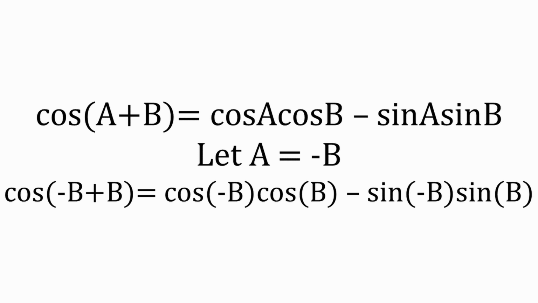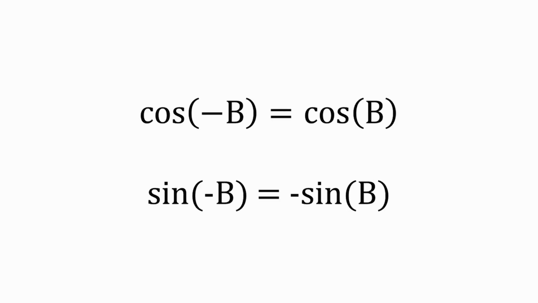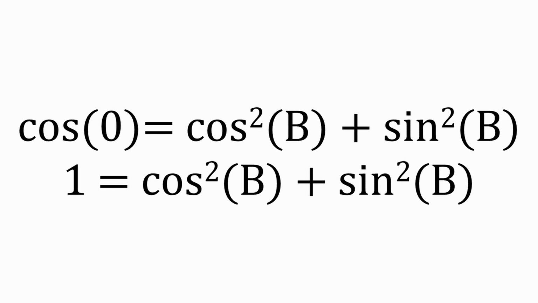If we let A equal minus B, cos of minus B plus B equals cos minus B cos B minus sin minus B sin B. Since cos is symmetric about the y-axis, it's an even function, so cos minus B equals cos B. Since sine is an odd function, sin minus B equals minus sin B. Minus B plus B is obviously 0, so now we have cos 0 is equal to cos squared B plus sin squared B. Cos 0 is just 1, so we get our desired result.